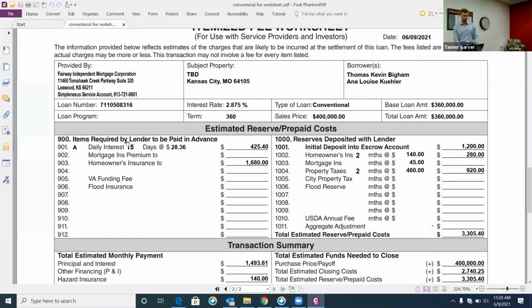Does that make sense? So if you close on July 1st, you would collect 30 days of interest here of that $28. If you close on July 30th, you would collect 1 day of interest only, so this number would go down, your closing costs would be less. Does that make sense?